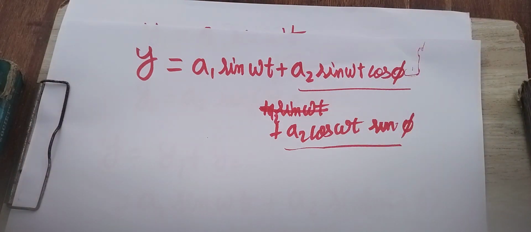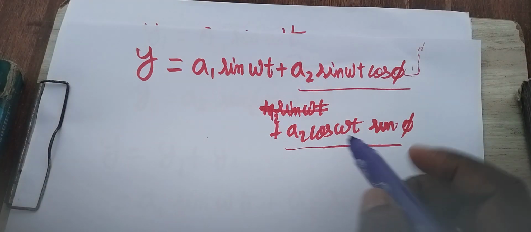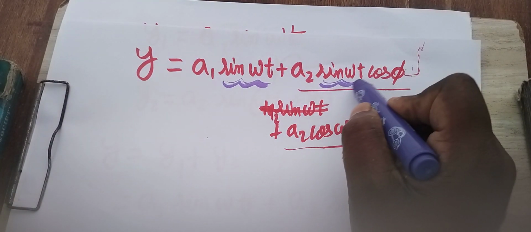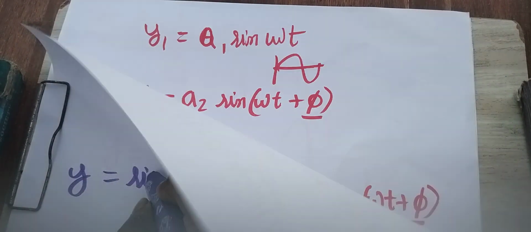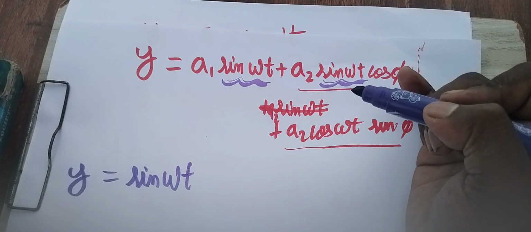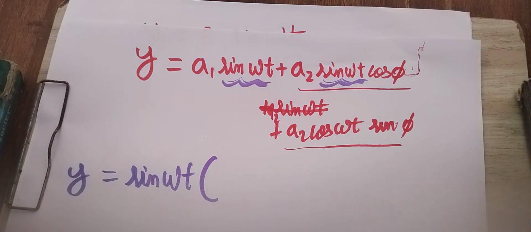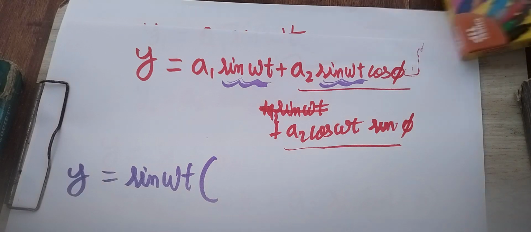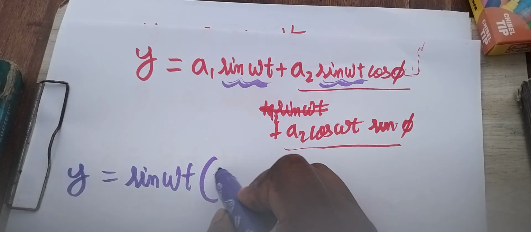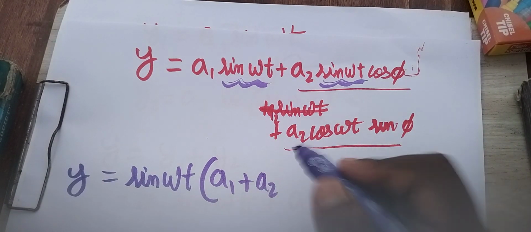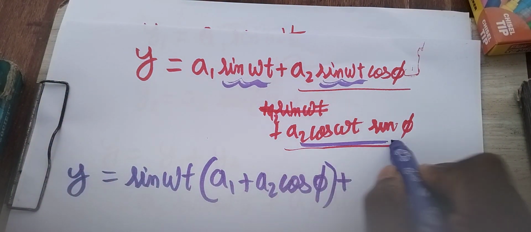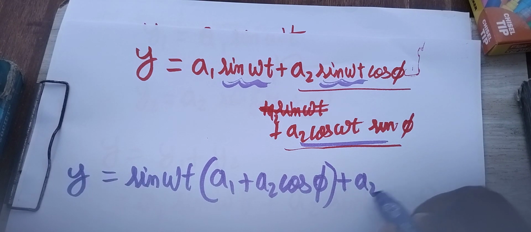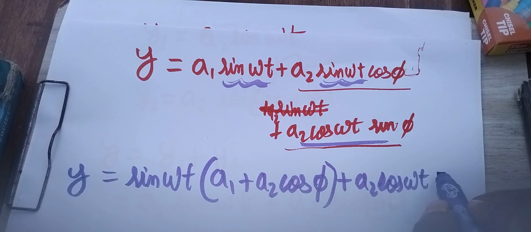Now I am taking the common term outside. Here, sine omega t is taken common outside. The total interference wave is sine omega t within a bracket. In the bracket, the remaining terms are a1 plus a2 cos phi. Then plus this term, which is a2 cos omega t sine phi.